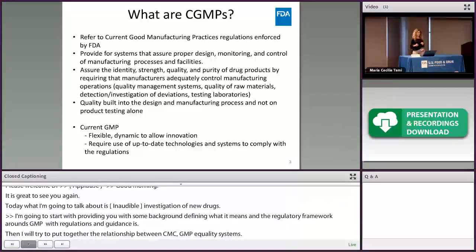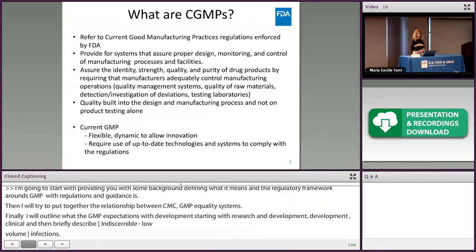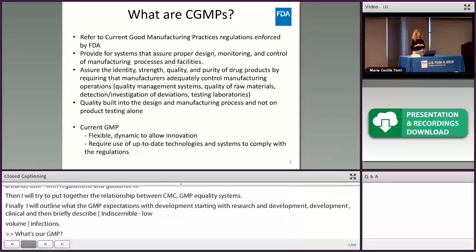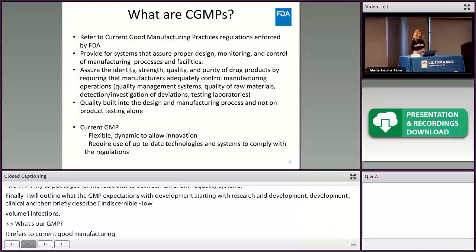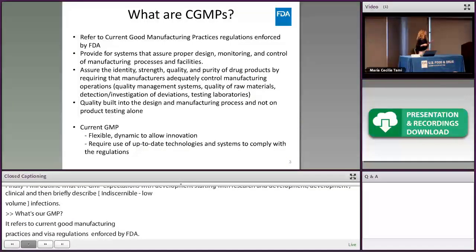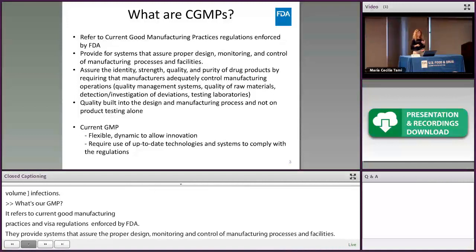So what are GMPs? GMP stands for Current Good Manufacturing Practices, and these are regulations that are enforced by the FDA. They provide systems that assure the proper design, monitoring, and control of the manufacturing processes and facilities. And adherence to GMP assures that the product has the identity, the strength, the quality, and the purity by basically controlling the manufacturing process and the operations.